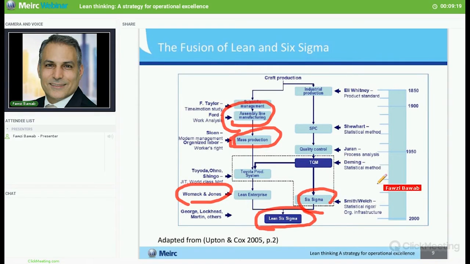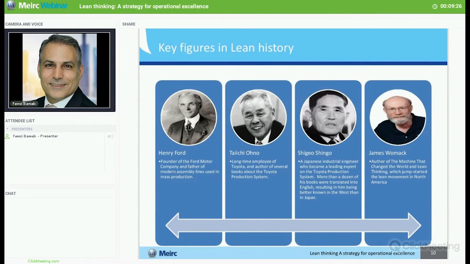So this is mainly the history and how it came around, but let me also give you a little bit of the key figures in Lean history. As we mentioned, Henry Ford, the founder of Ford Motor, started to look into ways to create mass production and to reduce the cycle time for producing cars. Taiichi Ono, one of the Japanese employees at Toyota and author of several books, started mastering and putting together the Toyota Production System. Shingo, a Japanese industrial engineer, also came in and started perfecting some of the concepts. And of course, the American James Womack and his colleagues, who authored the book The Machine That Changed the World, created the lean thinking movement.